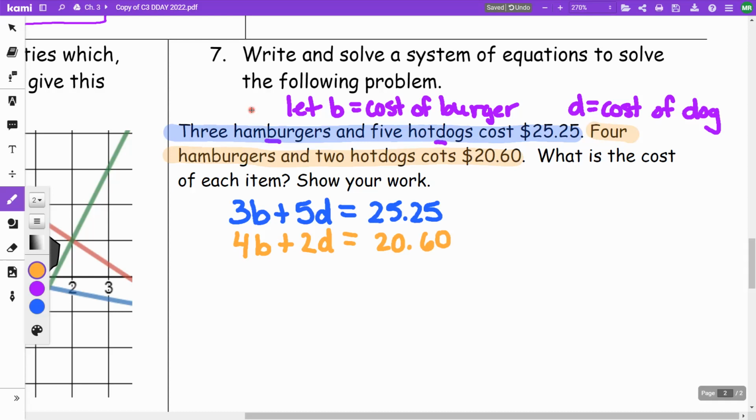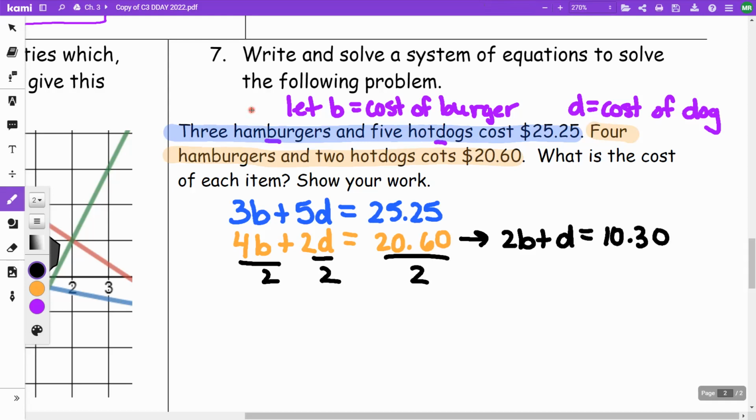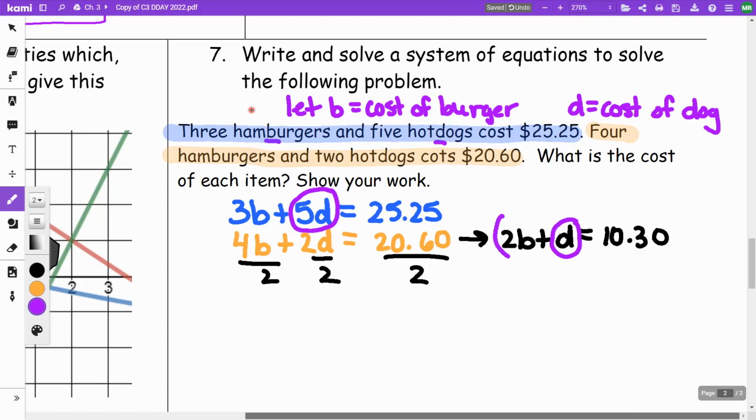Now, I think what I'm going to do is I noticed that I could divide everything in this equation by 2 just to make it a little smaller. That would give me 2b plus d is equal to 10.30. And so now what I think I'm going to do is multiply this equation by a -5 because this is a positive 5d. So I'm going to try to get this to be a -5d. So I'm going to multiply everything here by -5.